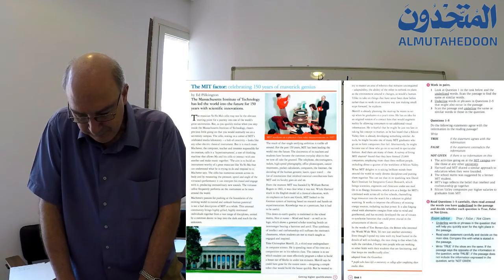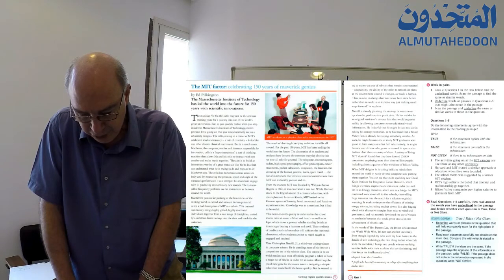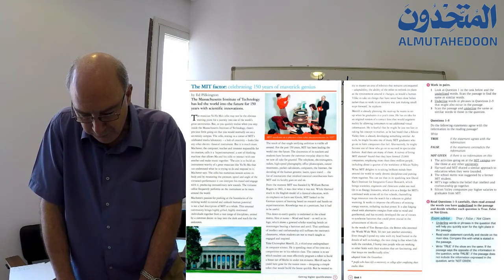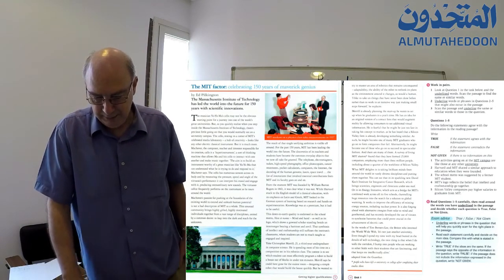It says, as he has heard that a Silicon Valley firm is already developing something similar. As such, he might become one of the many MIT graduates who go on to form companies that fail. And then a few lines down, it says, a survey of living MIT alumni found that they have formed 25,800 companies, employing more than 3 million people, including about a quarter of the workforce of Silicon Valley.